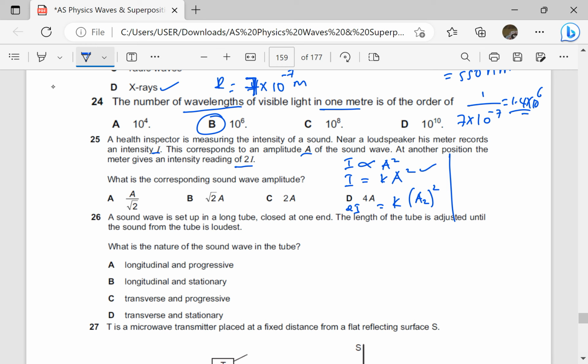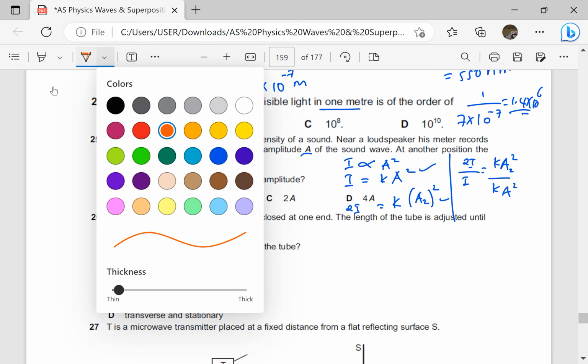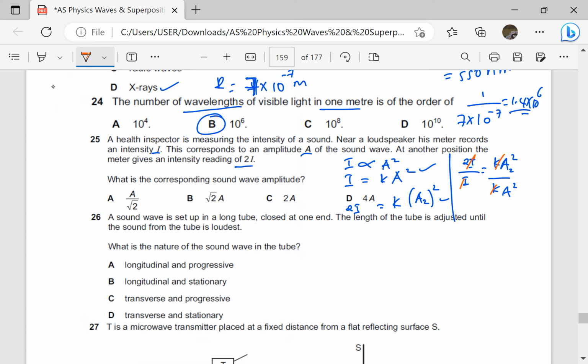So we are going to combine these two equations. I'll just divide: 2I divided by I is equal to k A2 squared divided by k A squared. So some of these things will cancel out. I cancels, k cancels, and I make A2 the subject. So you notice that A2 squared is equal to twice A squared. Then we find the square root on both sides. So it means A2 is equal to the root of 2 times A, because A squared, when you find the square root, remains with the A. Therefore, our answer is going to be root 2 times A.